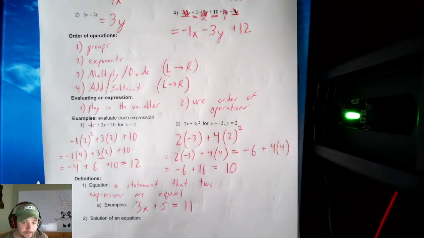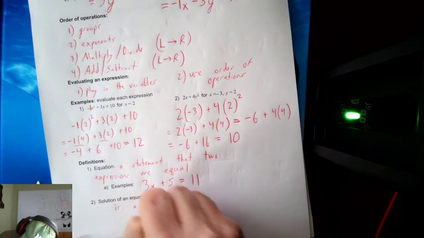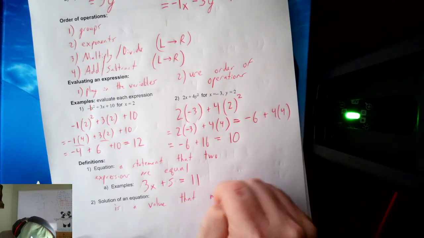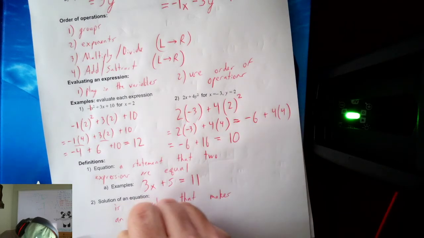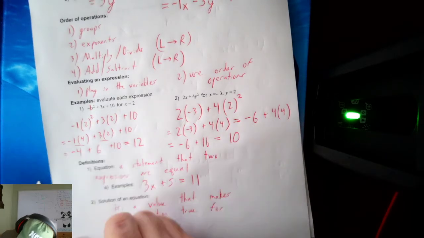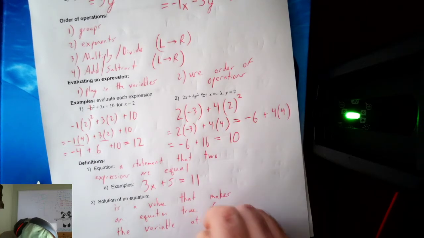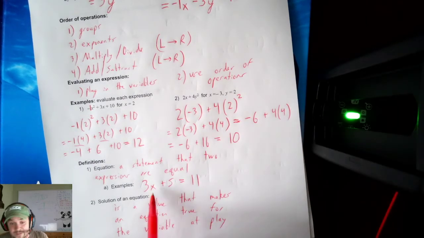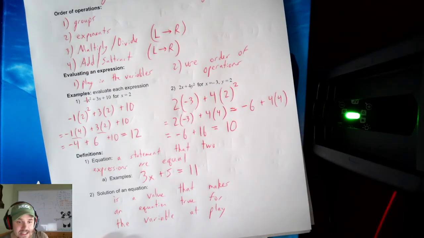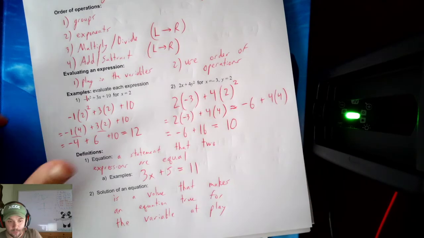It's saying they're equal. A solution of an equation is a value that makes an equation true for the variables at play, or variable at play. So if I wanted to find a solution to this equation, I would want to find a value for x that makes this true. That's what we want to do, is we want to be able to find solutions for equations.